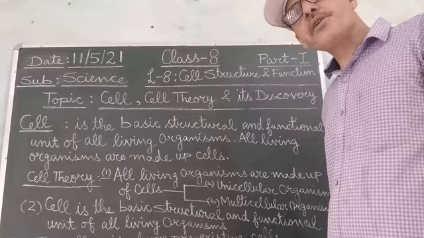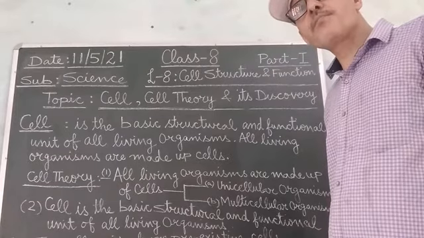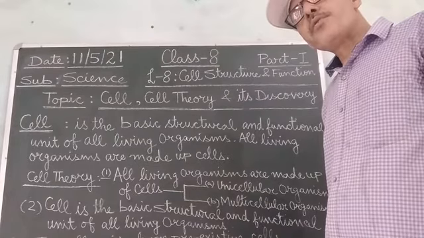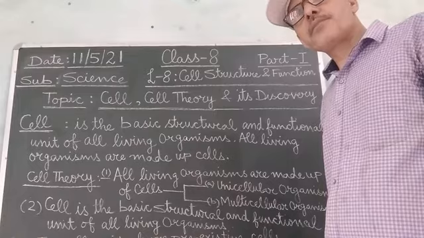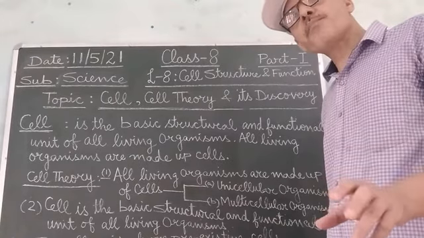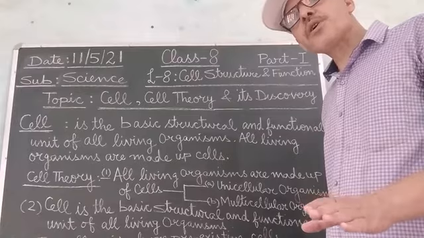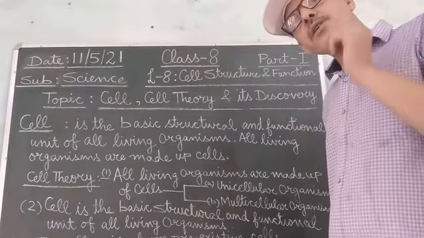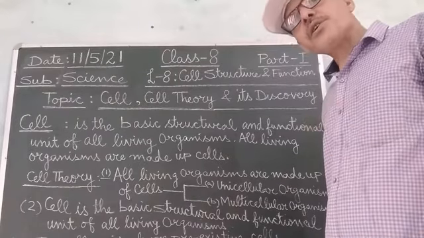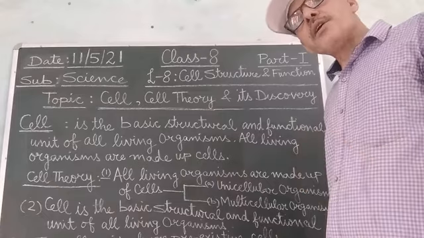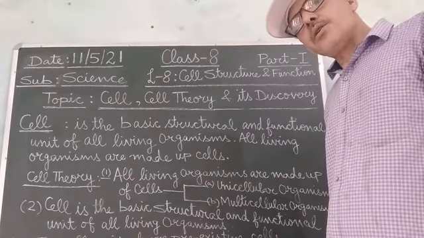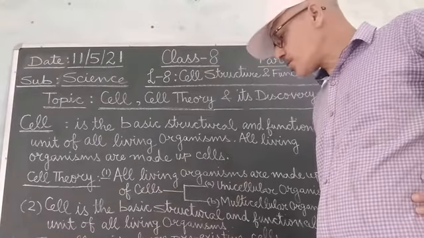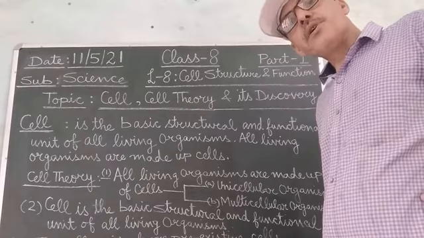Then in the year 1855, there was one more scientist, and he said that all the new cells arise from the pre-existing cells. It means that whatever new cells are arising or developing, they are arising from those cells which are existing, from those cells which were in existence earlier also. These were the three things which these scientists have discovered.